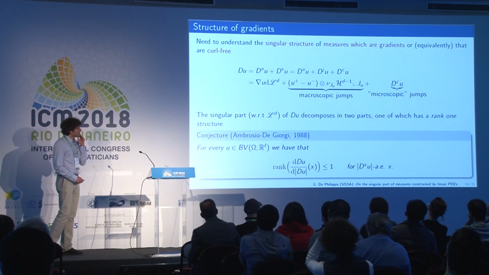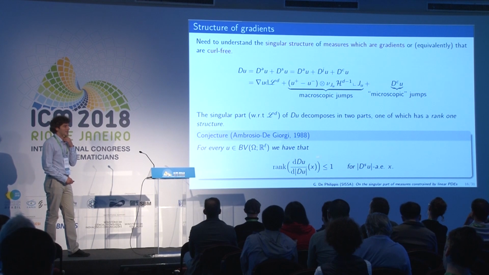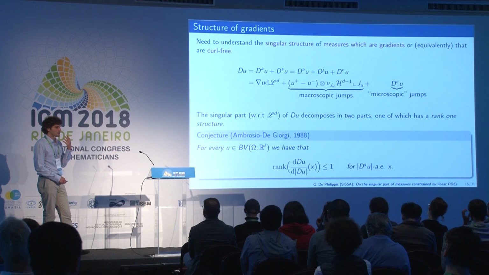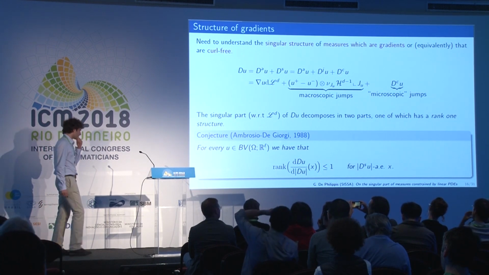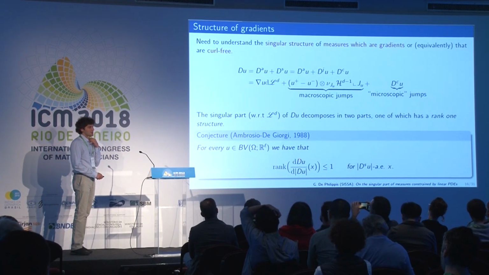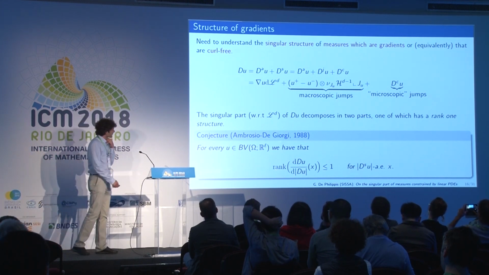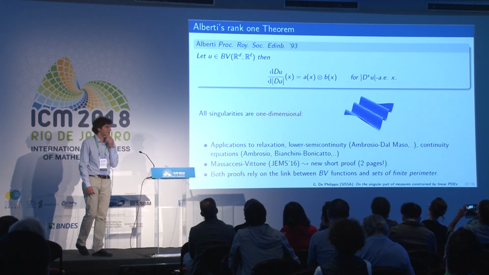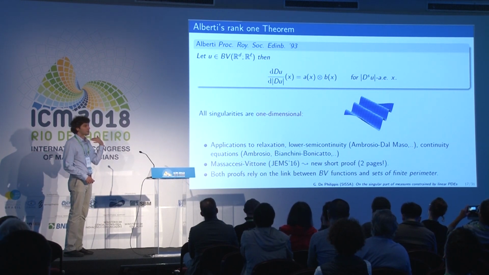And Ambrosio and De Giorgi in 1988 conjectured that this is actually always the case, so that also the Cantor part will have this sort of rank 1 structure. The way to write this properly is that the rank of the Radon-Nikodym derivative of the gradient with respect to its total variation has to be at most 1 at almost all singular points. This conjecture was proved to be true by Giovanni Alberti in 1993, and it is telling you, as I was saying, that singularities are somehow one-dimensional.